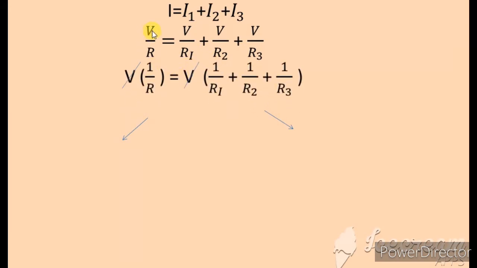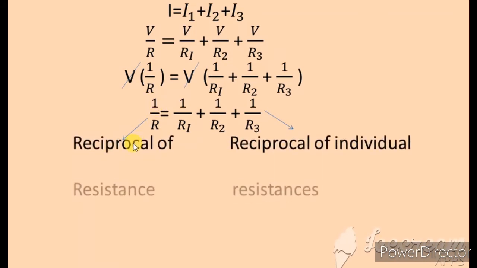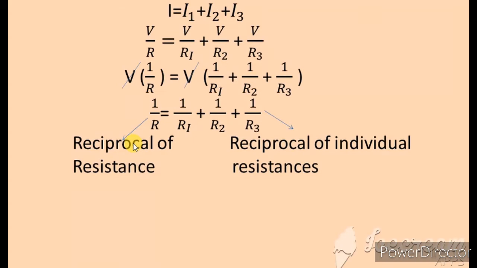Here also, V: if you take 1 by R outside, you get V into 1 by R1 plus 1 by R2 plus 1 by R3. So the remaining is just 1 by R, which is equal to 1 by R1 plus 1 by R2 plus 1 by R3. As we know already, this 1 by R is said to be the effective resistance. So the reciprocal of the resistance is equal to the reciprocals of the individual resistances R1, R2, R3.